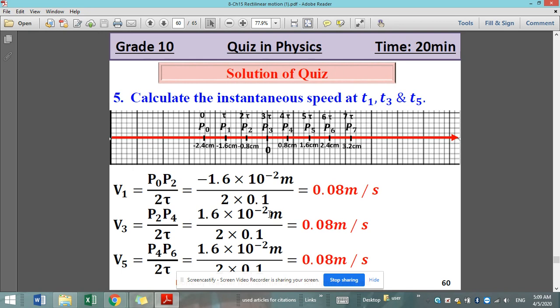We notice here that the instantaneous speeds are all equal, and this is expected because, as you can see, the distances covered within the same interval of time are equal. See, the distance is not increasing, so the distance being constant, being covered, is equal to the other one within the same interval of time. This means that the motion is not UARM, it is URM.